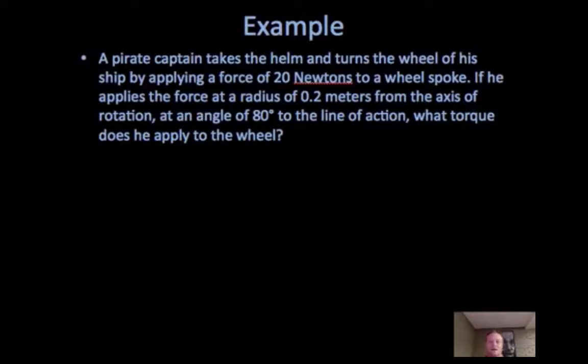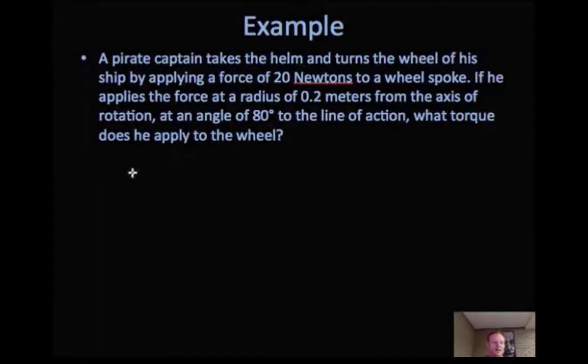So let's do an example problem using this formula. Remember, the symbol for torque is tau. It's a Greek letter tau. So torque equals force times distance times sine theta. You can put them in whatever order you want. If you want to put distance first or force first or sine theta first, it doesn't really matter. It all comes out to be the same.